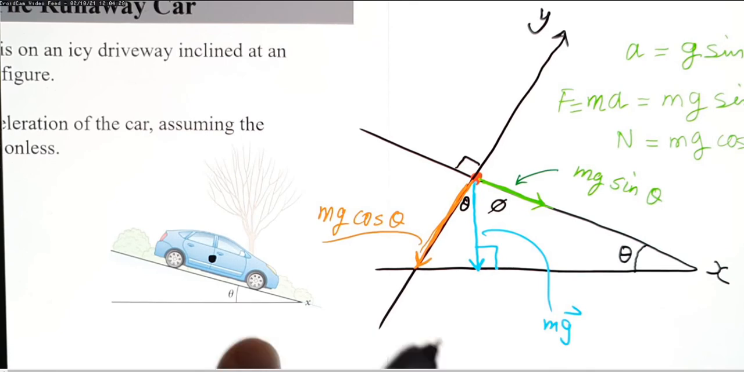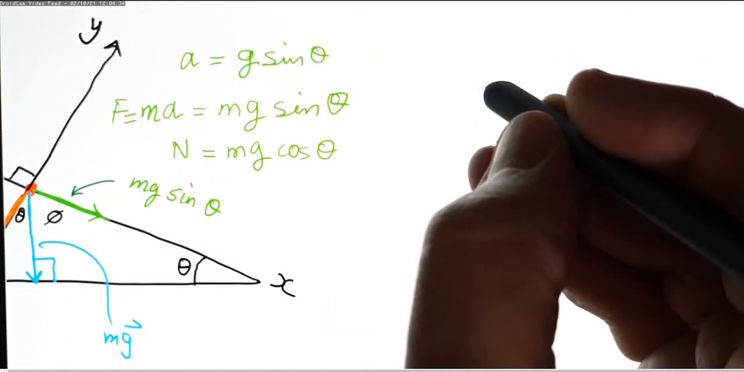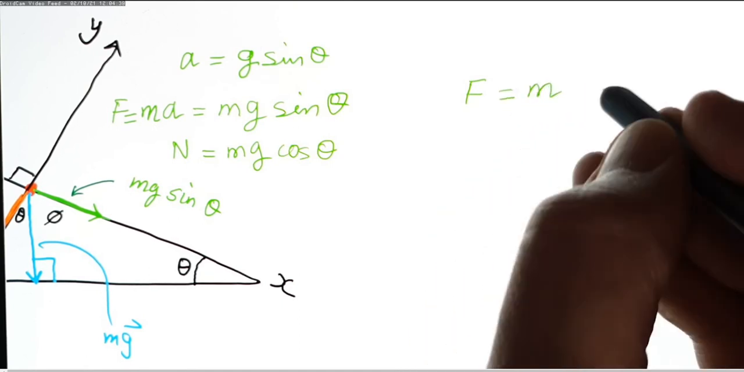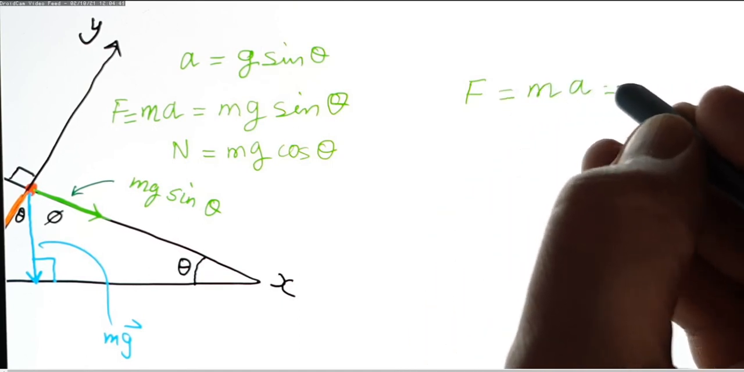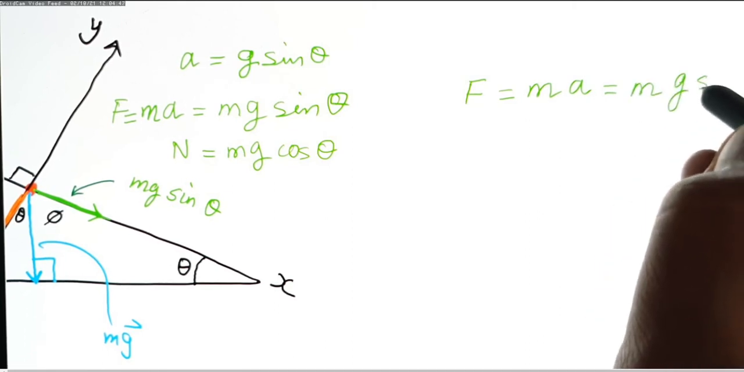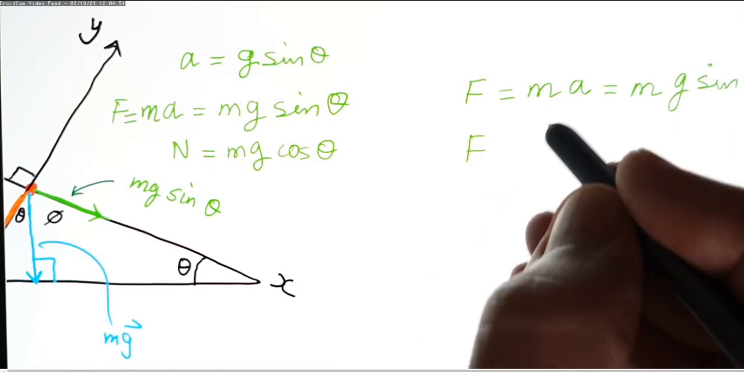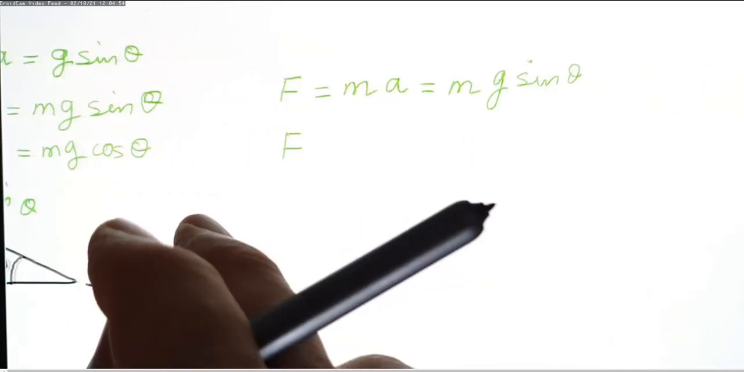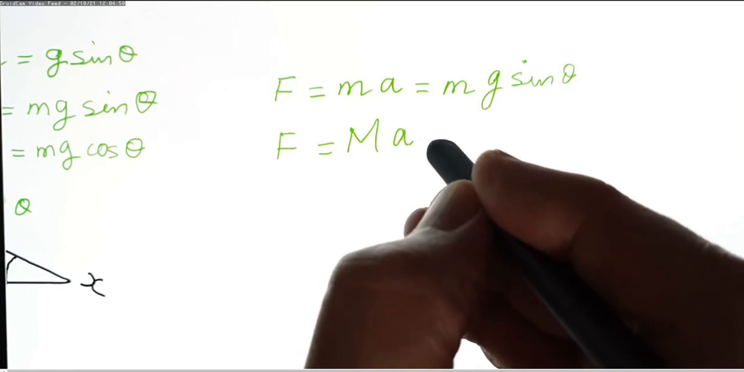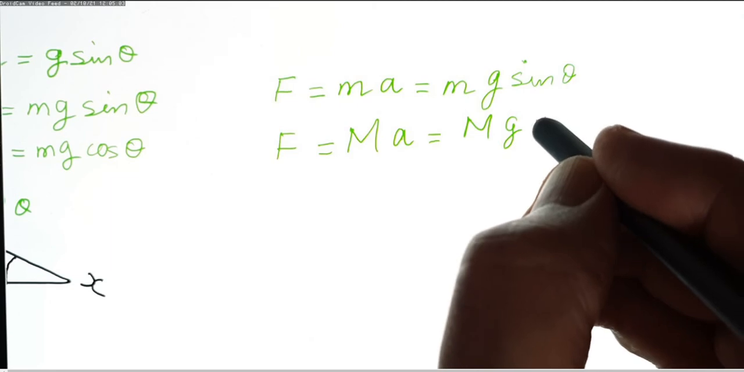Now, by the way, notice that force is equal to ma, which means force is equal to m g sin theta. For a small mass, and for a huge mass as well, huge mass times a is equal to huge mass times g sin theta.